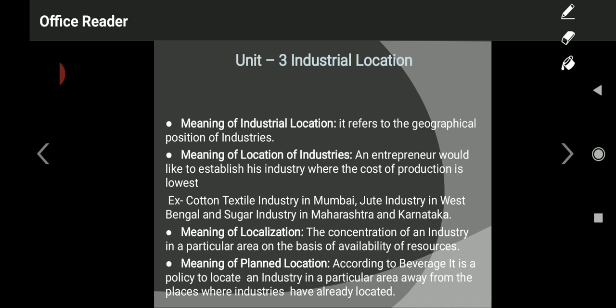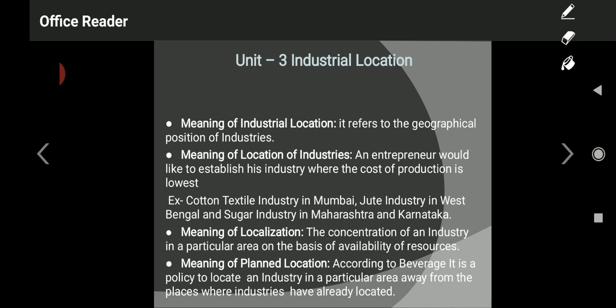Industrial location is nothing but it refers to the geographical position of all industries. It means how industries are located in a particular country in different areas, how these are systematically located and positioned in different areas of the particular country. That is called industrial location. It will be a 2 marks question in the examination. Now the same question will be asked in a reverse format, that is, meaning of location of industries.